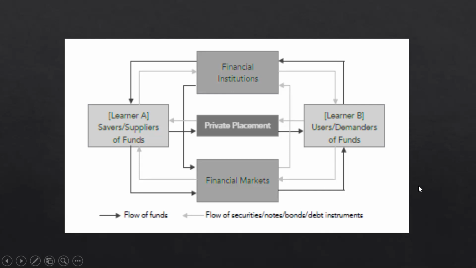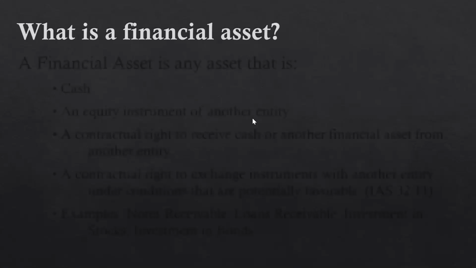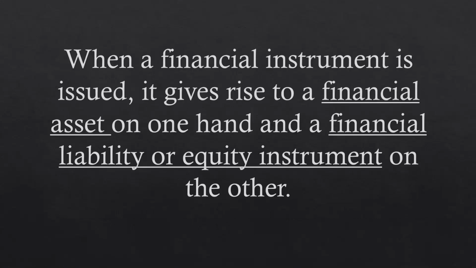To further understand terms, we go into the heart of the discussion now. When a financial instrument is issued, it gives a financial asset and a financial liability or equity instrument. So, upon the receipt of a financial asset, what also comes out could either be a reflection of a financial liability or an equity instrument. What is a financial asset? Let's start with that. Or better yet, we go with what a financial instrument is.